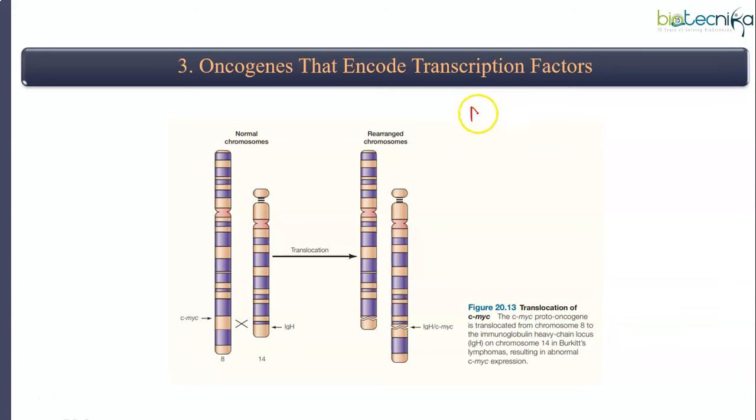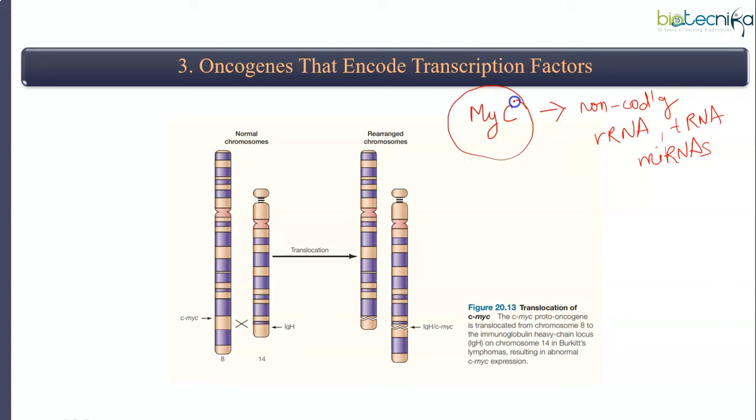So as we all know about MYC as a transcription factor, what is their function? They regulate the expression of a number of proteins, even the non-coding RNAs. For example, we have rRNA, tRNA, even microRNAs that are involved in cell growth and proliferation. So this proto-oncogene is found to be altered in most of the human cancers, and their mode of action could be either gene amplification or chromosomal translocation.